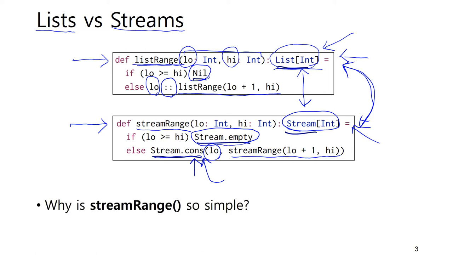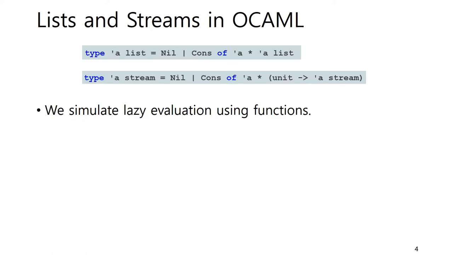And the question is, why is it that this stream range function, which works on streams, is so simple? To better understand the internal implementation of streams in Scala, let's go back to list and stream programming in OCaml. So this is the definition of a list in OCaml. So we have the empty list and another constructor, which takes the first element and the remaining list.